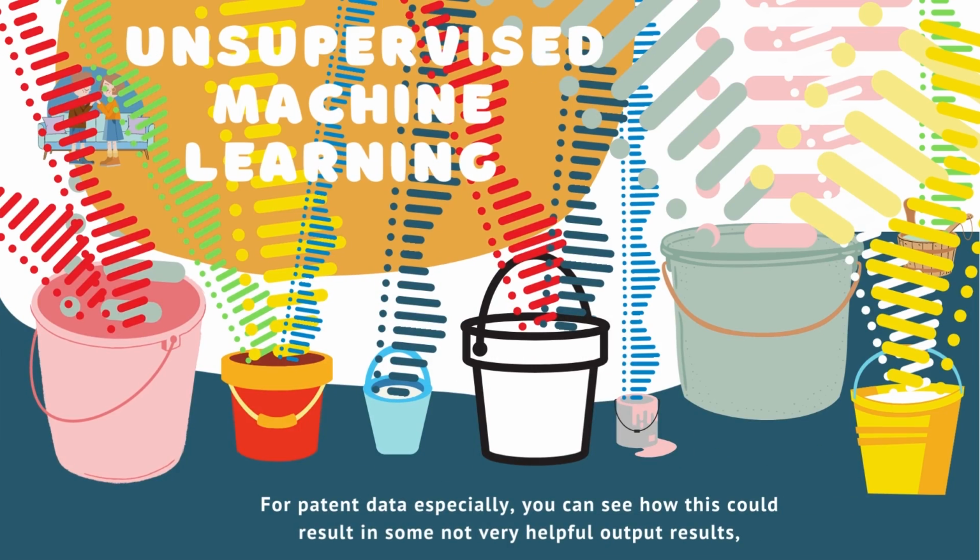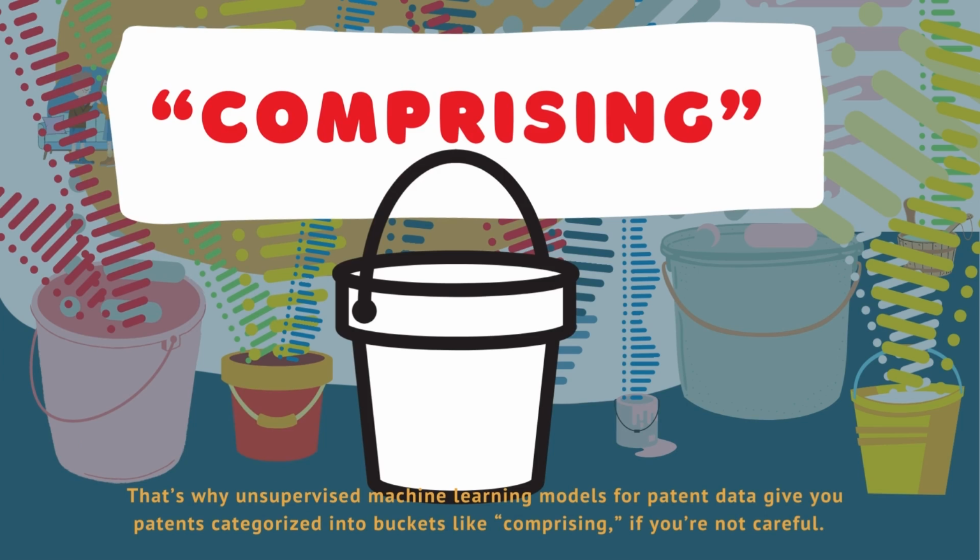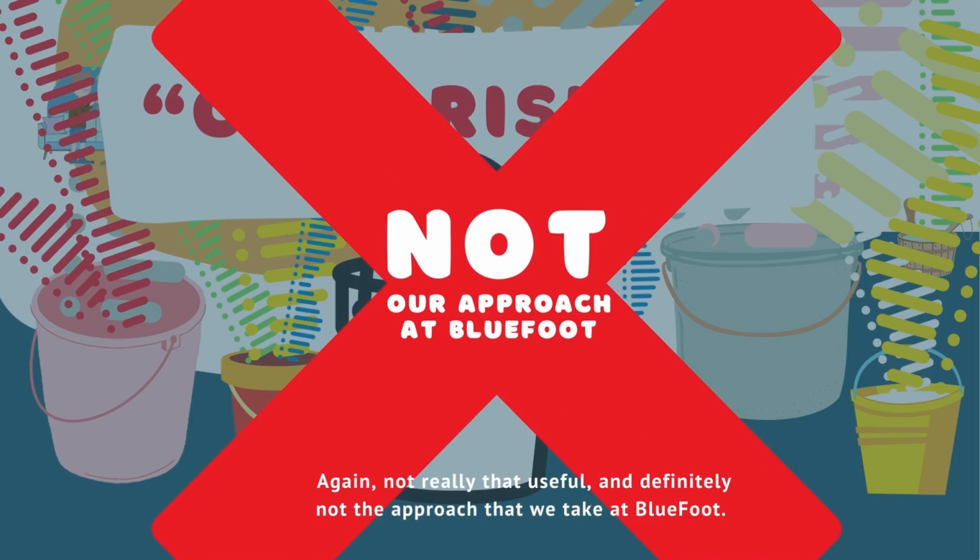For patent data especially, you can see how this could result in some not very helpful output results, because then the unsupervised machine learning model would have to determine patterns based on unreliable things like word clustering and word frequency. That's why unsupervised machine learning models for patent data give you patents categorized into buckets like "comprising," if you're not careful. Again, not really that useful, and definitely not the approach that we take at BlueFoot.